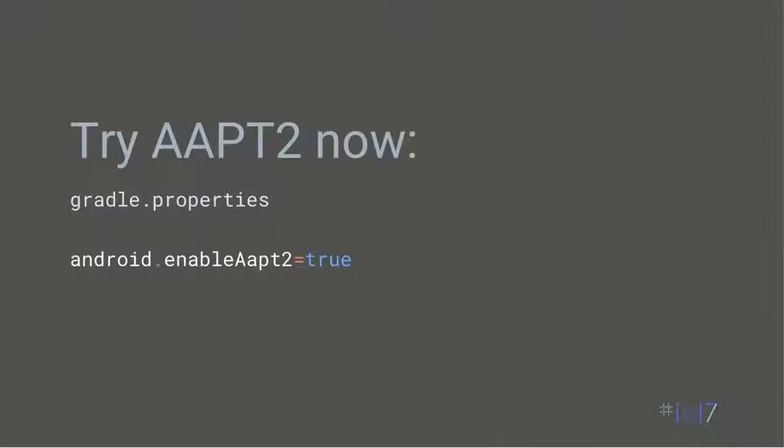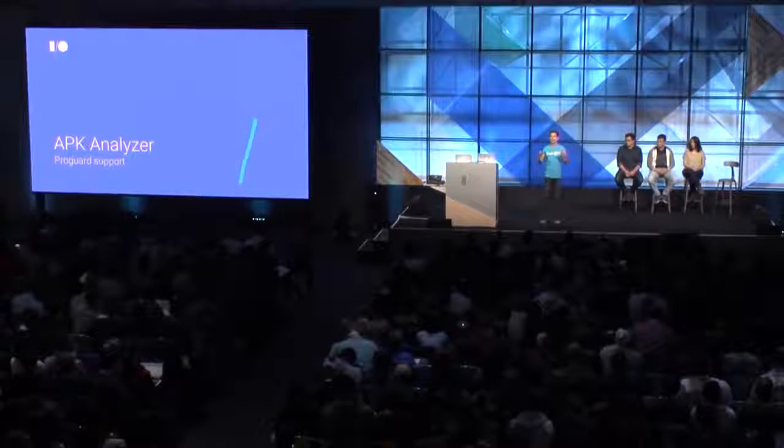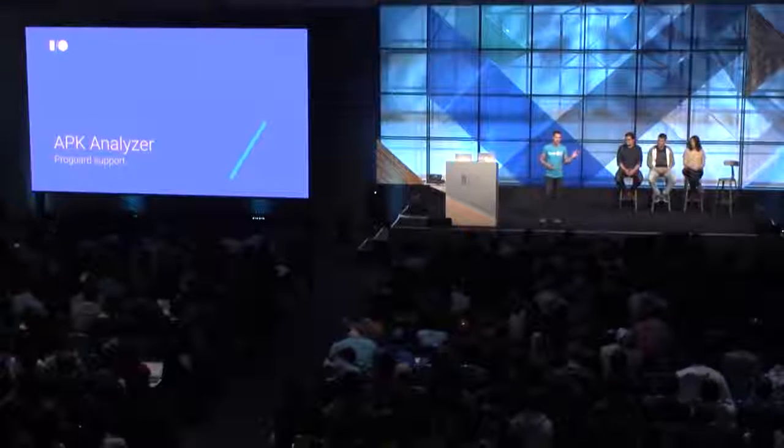So we aim to enable AAPT2 as the default in Android Studio 3.0 stable. However, you can try it now with the Canary 1 release. All you have to do is add this one line to your Gradle properties file. So I encourage you to try it and reduce the size of your APKs without doing anything. Like I said, you don't have to change a single line of code when you use AAPT2.